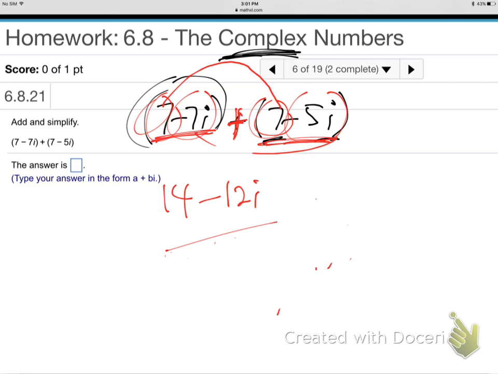Isn't that what you'd expect? Just like that, combining like terms. That's all it is. Combining like terms. They're weird, but they're pretty easy.